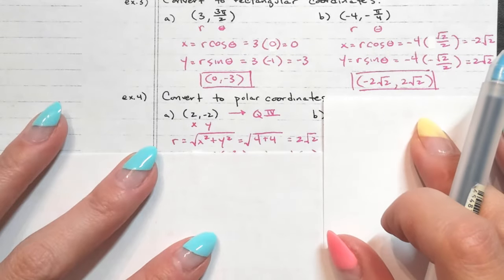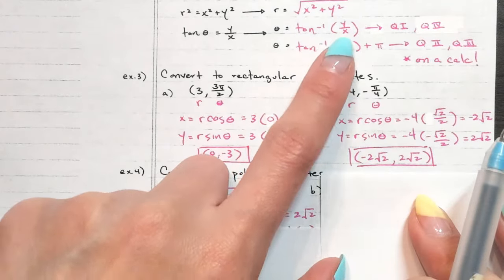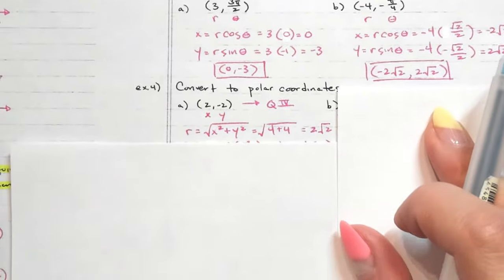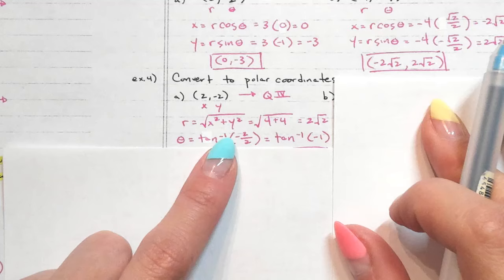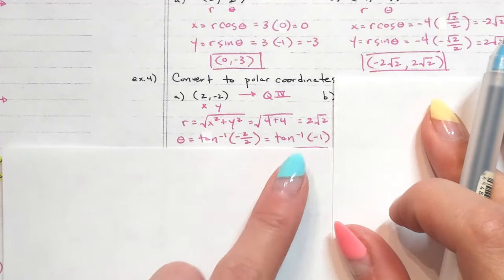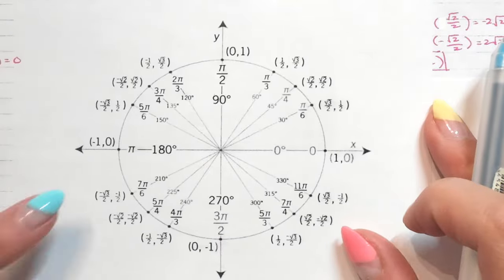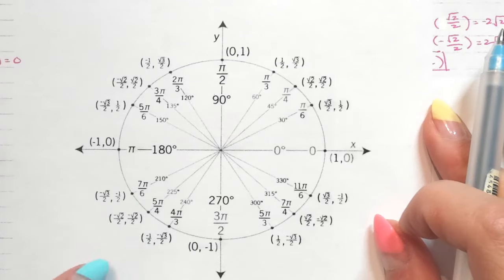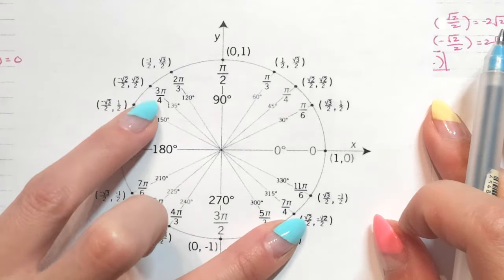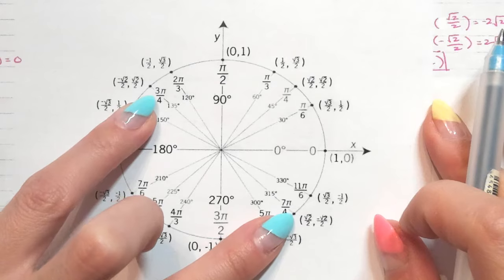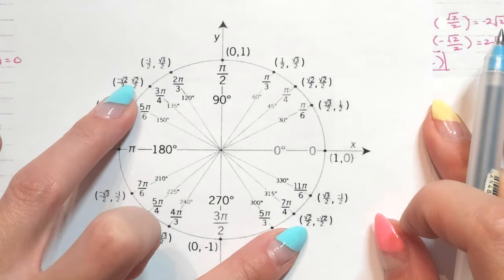All right, so now I'm going to try to find theta. Theta is tangent inverse. And this is where we really have to use our brain power, okay? So tangent inverse of y over x, which is tangent inverse of negative 1. You're thinking, where do you have a tangent of negative 1? Tangent of negative 1 happens here and here. These are our two places, 3 pi over 4 and 7 pi over 4, right? Because that's where when you divide, you get a negative 1, okay?